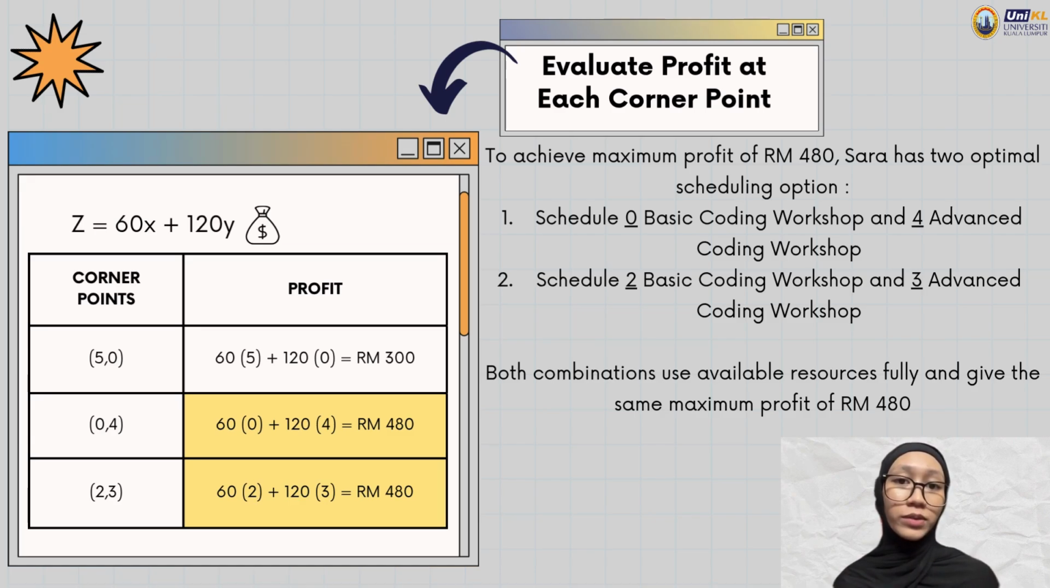Lastly, we have to evaluate the profit of each corner point that satisfies our feasible region in our profit function, which is z equals 60x plus 120y. In this question, we have 3 corner points. The first one is 5, 0, the second one is 0, 4, and the third one is 2, 3. Based on our calculation, to achieve the maximum profit of 480 ringgit, Sarah has 2 optimal scheduling options. The first option is to schedule no basic coding workshop and 4 advanced coding workshops. The second option is to schedule 2 basic coding workshops and 3 advanced coding workshops. Both combinations give her the maximum profit of 480 ringgit.